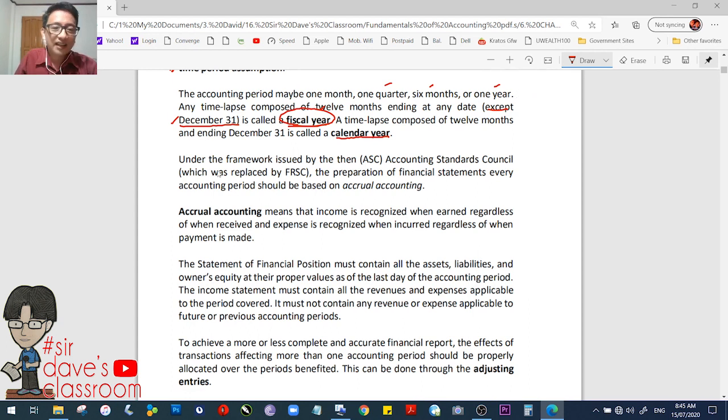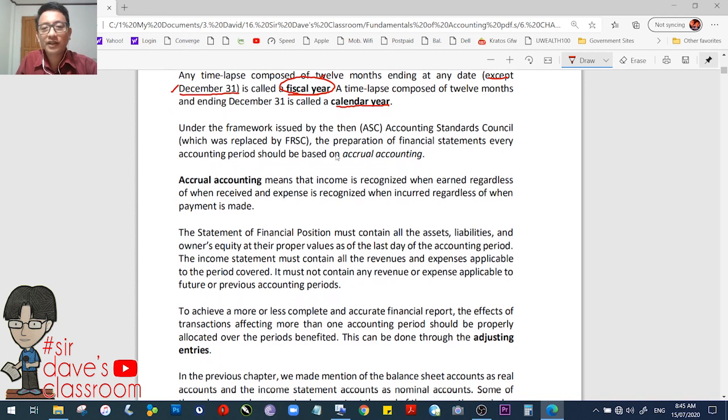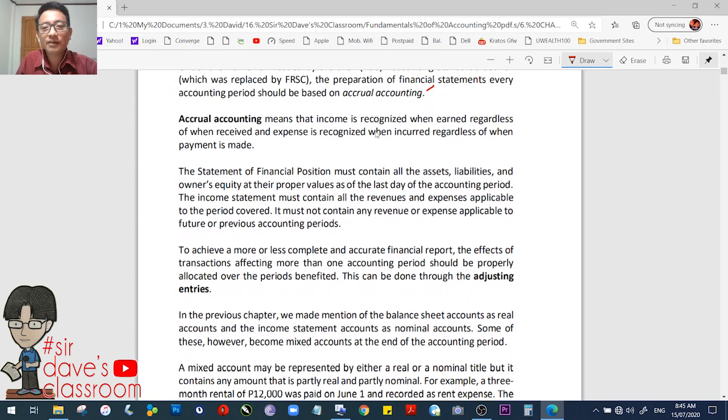Under the framework issued by then the ASC, Accounting Standards Council, which was replaced by the FRSC, the preparation of the financial statements every accounting period should be based on accrual accounting. I hope you still remember your accrual accounting. It means that income is recognized when earned regardless of when received, and expense is recognized when incurred regardless of when payment is made. So we have already extensively discussed all of this.